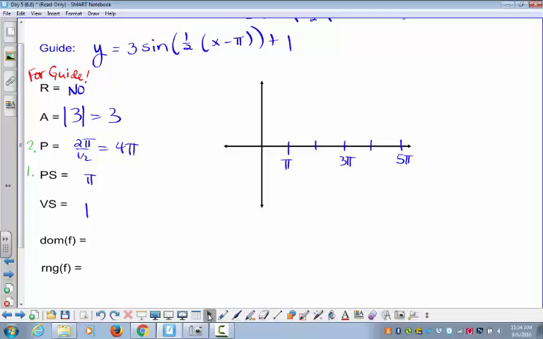Okay, vertical shift is next. Vertical shift is step 3. That tells us where our center line is going to be. So that's at 1. So our center line, maybe about right there.